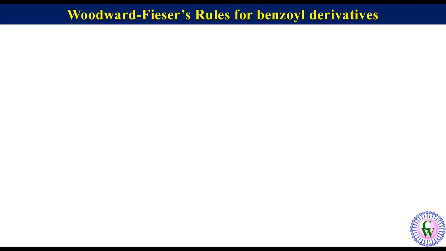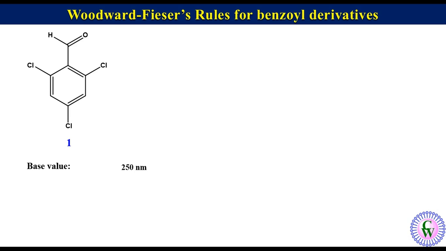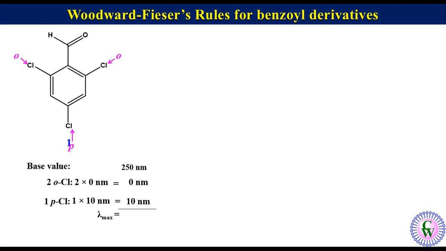Now let's go through examples. Compound number 1, which is 2,4,6 trichlorobenzaldehyde. Base value for benzaldehyde is 250 nanometer. There are two orthochloro groups. Addition for two orthochloro will be 2 into 0 is equal to 0 nanometer. There is a parachloro group. Addition for one parachloro group will be 1 into 10 nanometer is equal to 10 nanometer. Thus the lambda max will be 250 plus 0 plus 10 is equal to 260 nanometer.